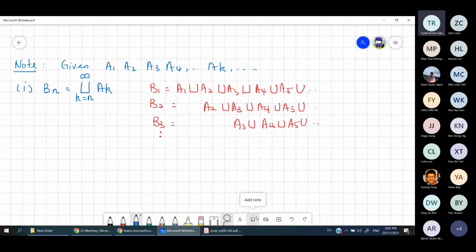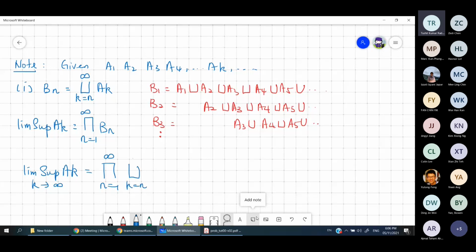next, we can use this to define our limit supremum. So the limit supremum of Ak will be just the intersection of all the Bn, n running from 1 to infinity. If we combine these two symbols, we can say that, in more complete information, the limit supremum of Ak, k to infinity, will be the intersection over n from 1 to infinity of the union of Ak over k from n to infinity.